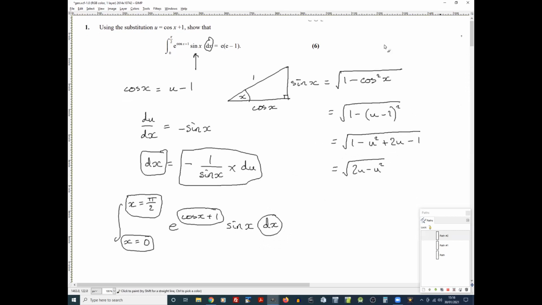So just absolutely, when you're given a substitution, take it literally as much as you can. In fact, perhaps we should put that there for sine x. Except that then we've got a sine x here. So we should put that there as well, and then they'll cancel. So the sine x's are going to cancel, and it doesn't matter whether you're cancelling sine x or the equivalent root of 2u minus u squared.